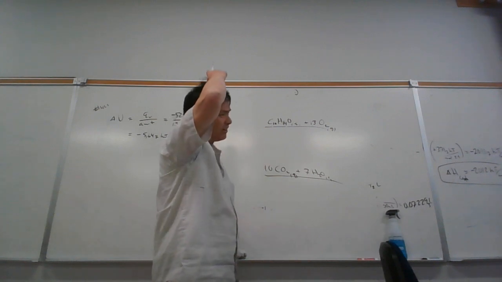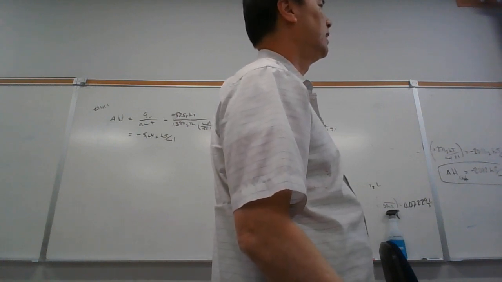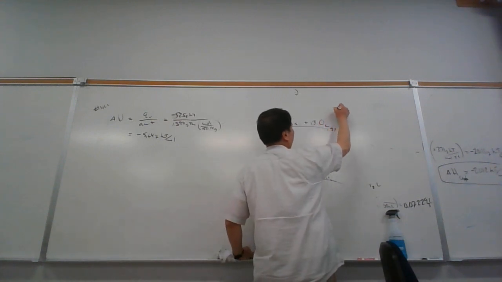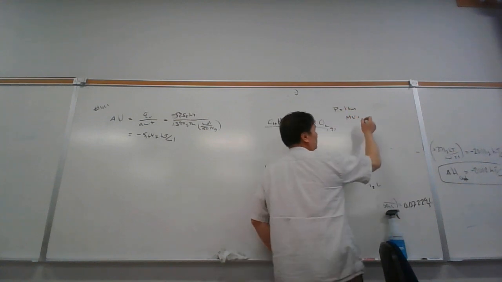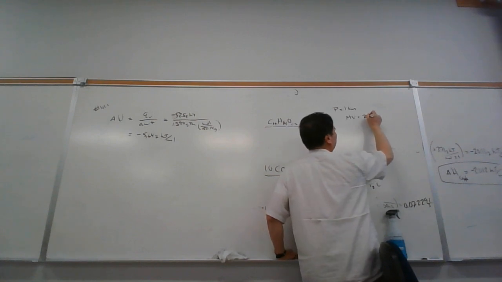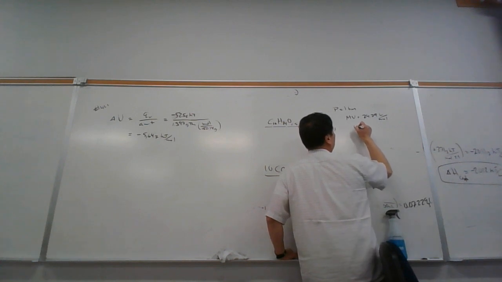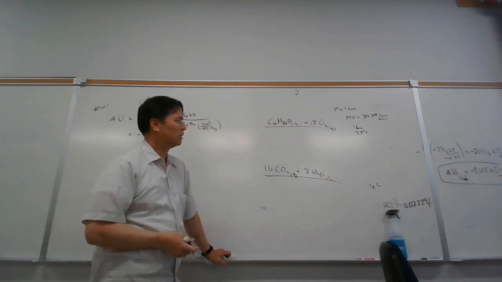Is this going to be in bar or atmosphere? Yeah, the book is in bar. All right, so we're going to just say the pressure is 1 bar. That means the molar volume is 24.79 liters per mole. So 1 bar and 25 degrees C, exactly.